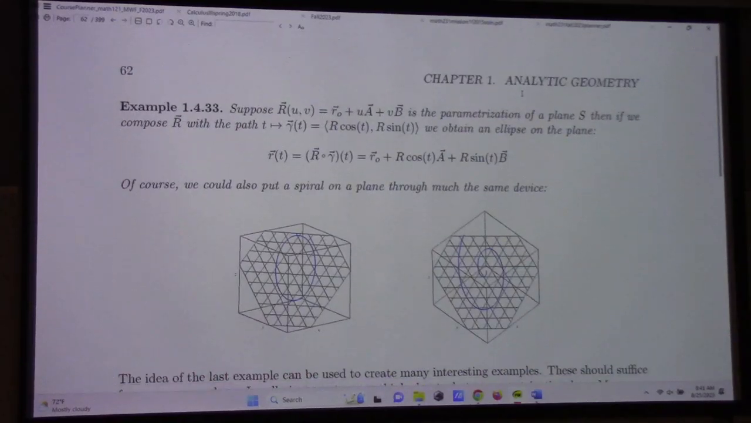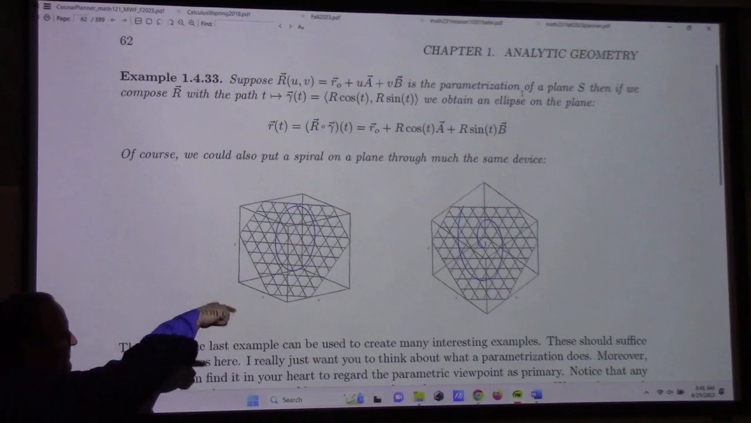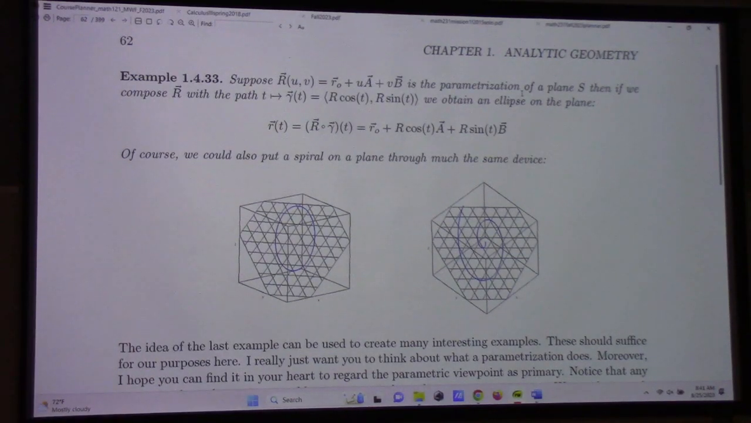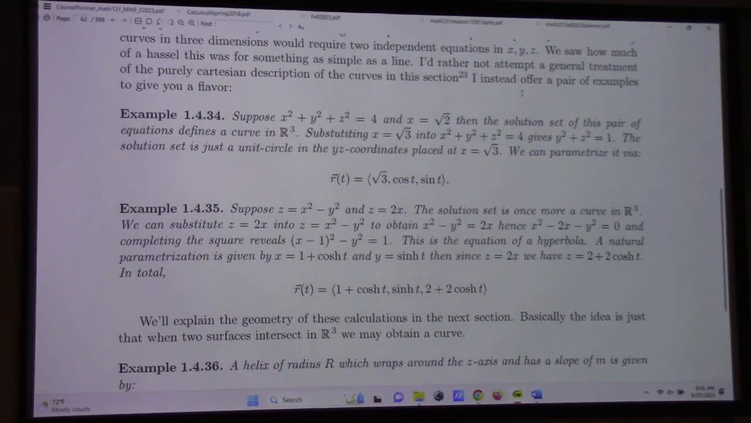In 3 dimensions, you can have all kinds of snazzy things like, here's an ellipse on a plane or a spiral on a plane. If you feed the ellipse equation or the spiral equation you saw in Calculus 2 into the parameterization of a plane, that will then give you an ellipse or a spiral on a plane, possibly. Assuming that your plane parameterization is not wonky. Don't ask me to define wonky.